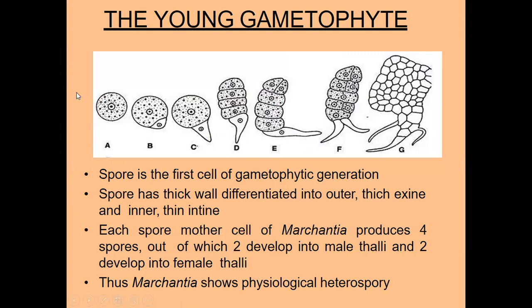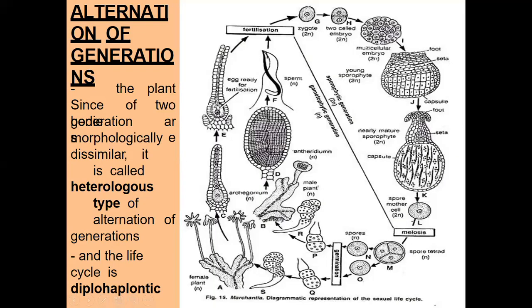The spore is considered the first cell of the gametophytic generation. The spore is covered by a thick wall, which we call the spore wall. This spore first undergoes two unequal divisions, and later one of these cells keeps on dividing and forms the gametophytic tissue, and the lowermost cell, which is undivided, develops into the rhizoids or the scales of the gametophytic tissue. This is how the gametophytic tissue is formed.